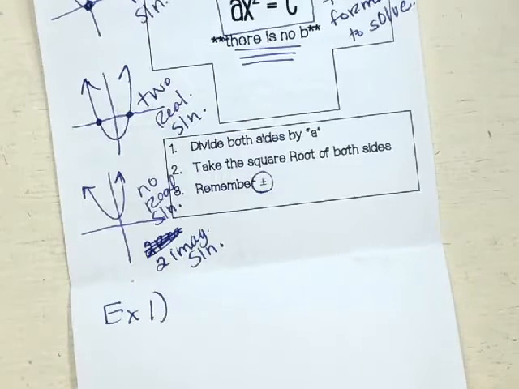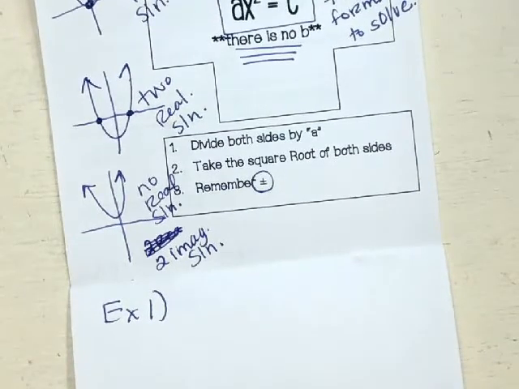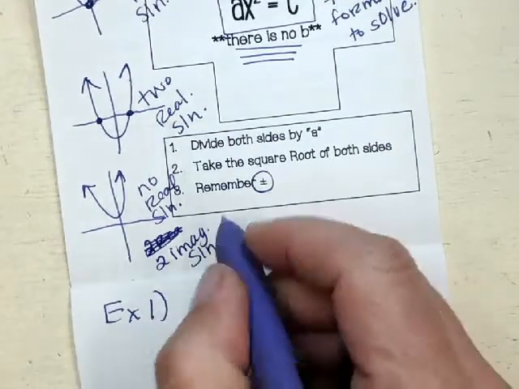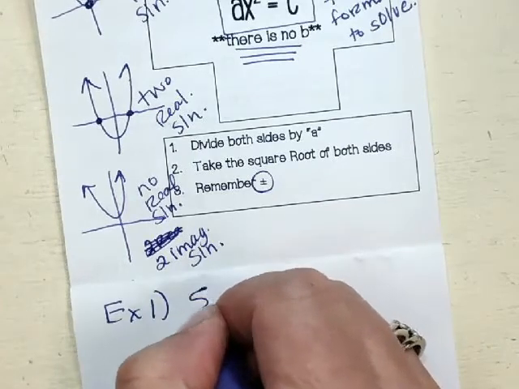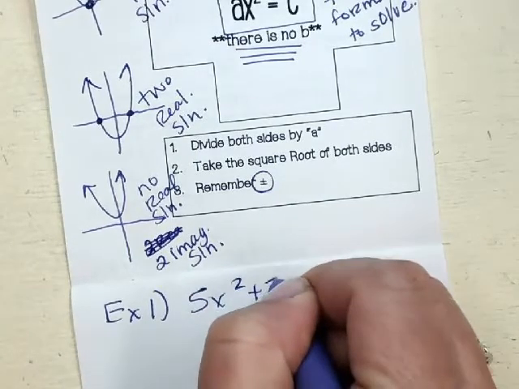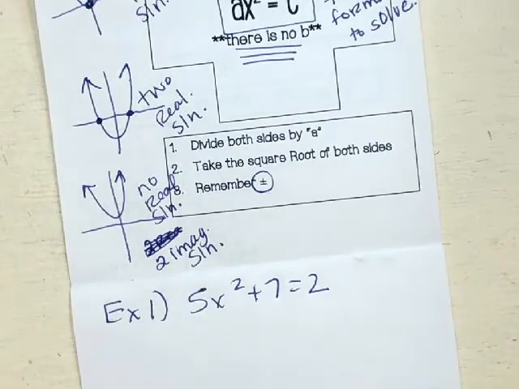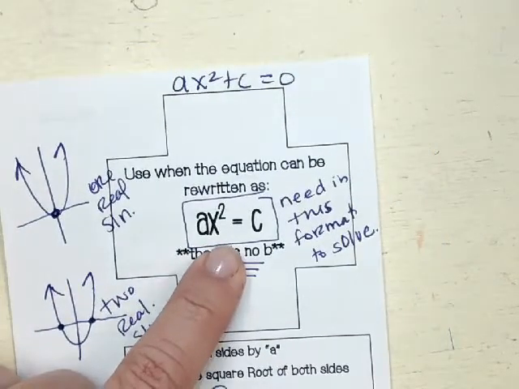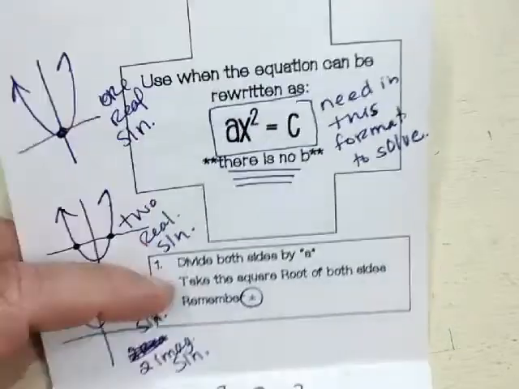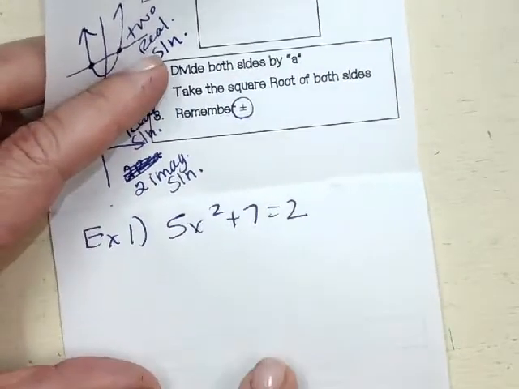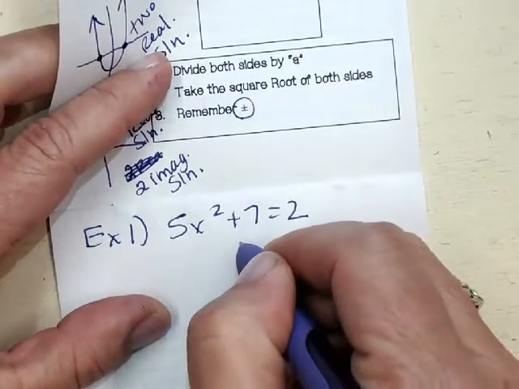So let's just do a couple of these. I'm not going to do a ton because you already know how to do square roots. So if I have something that looks like this, 5x squared plus 7 equals 2. Now remember, my goal is to get it so that it looks like this. So what am I going to do first? I need to get rid of that adding 7 by subtracting 7.